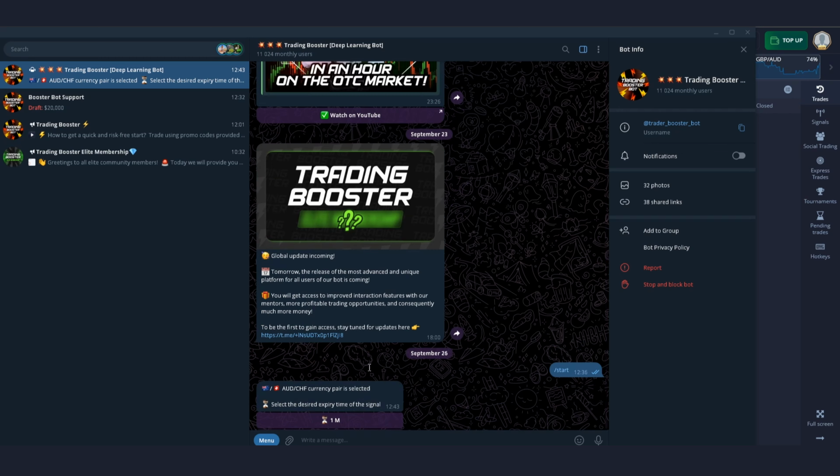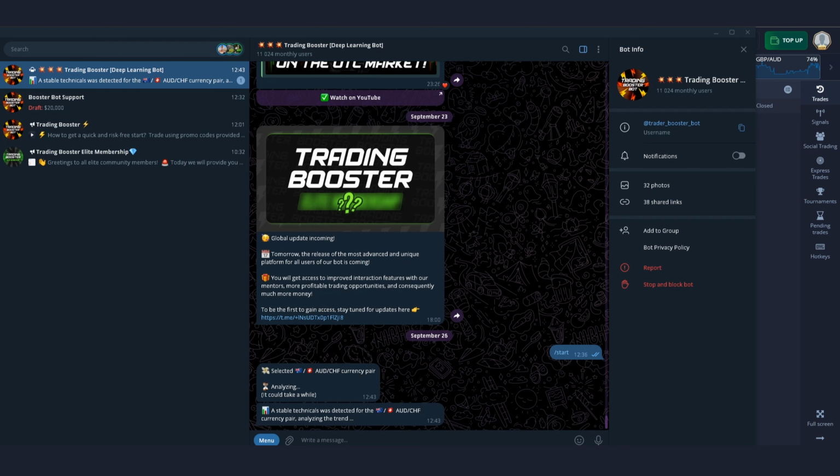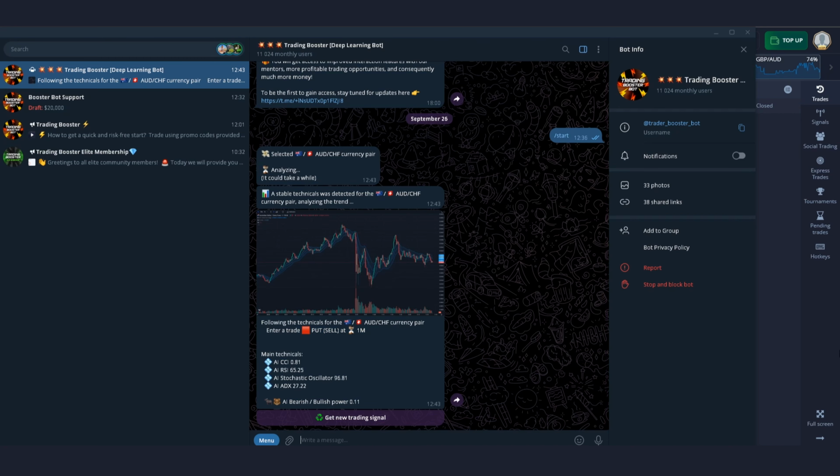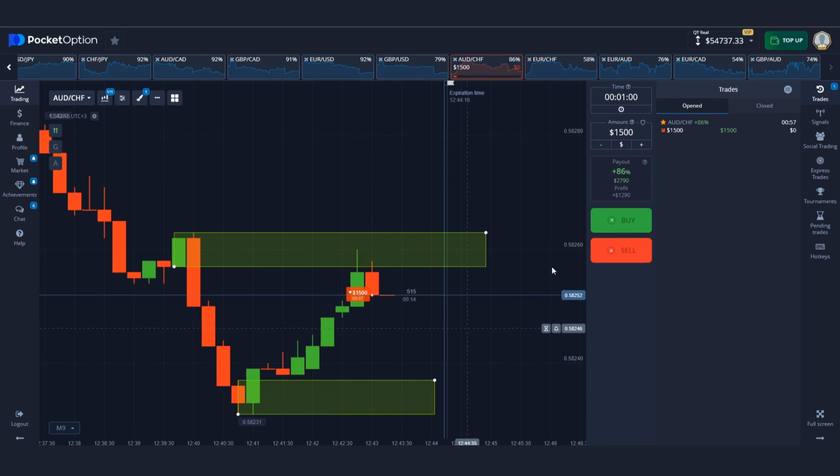I choose the Australian dollar, Swiss franc. The time of the trade is the same, 1 minute should be chosen. And I get a sell signal, which means that the price will now get a bounce from this order block, and let's watch this trade.